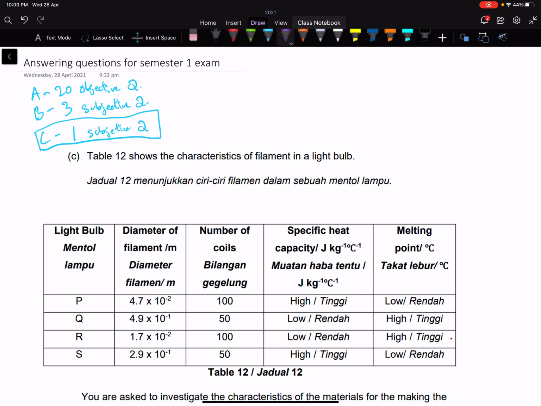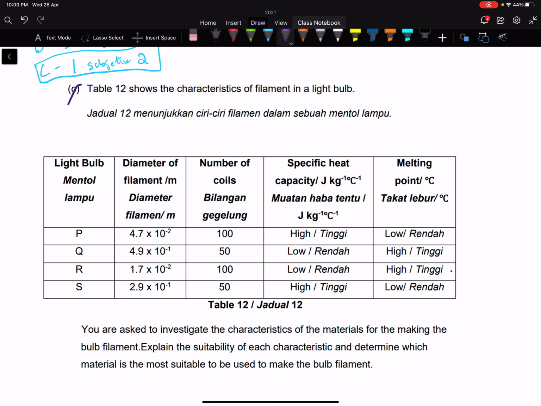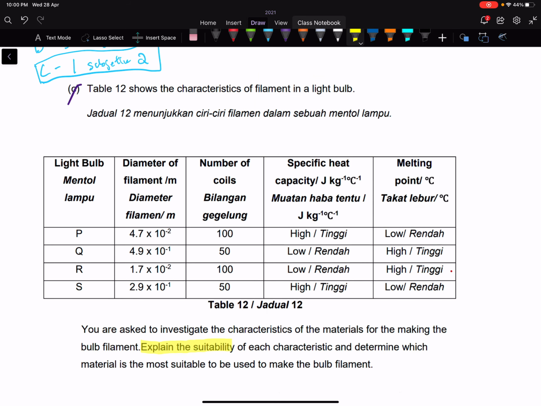Right, so let's see. Table 12 shows the characteristics of filament in a light bulb. Alright, you are asked to investigate the characteristics of the materials for making the light bulb filament. Now the task is actually to explain the suitability of each characteristic. That's 1. And determine which material is most suitable to be used to make the light bulb.